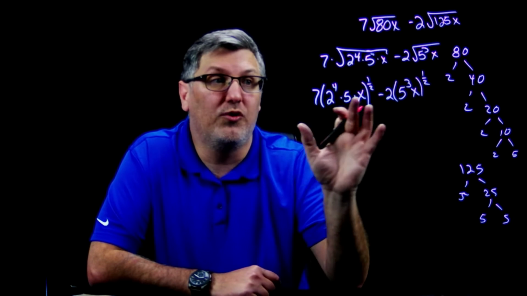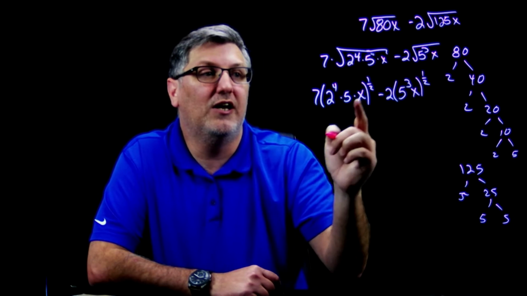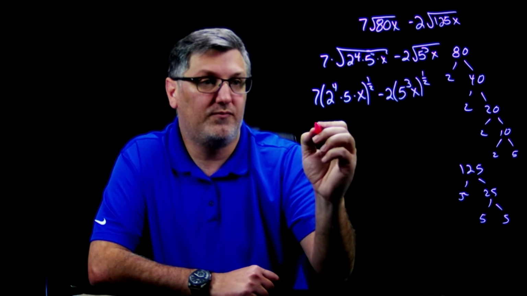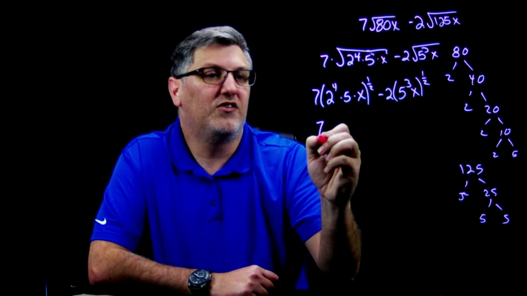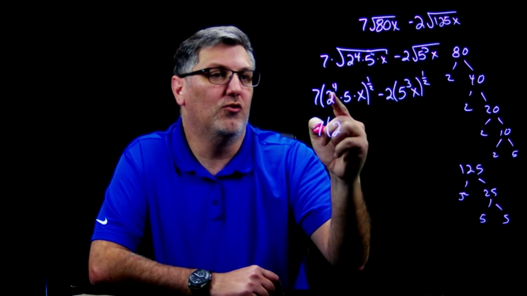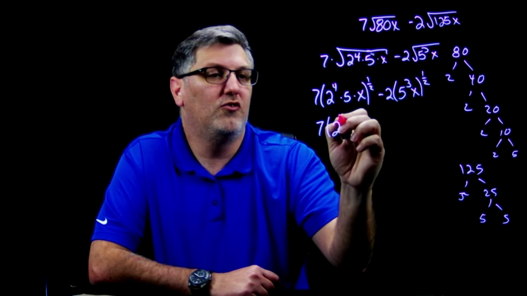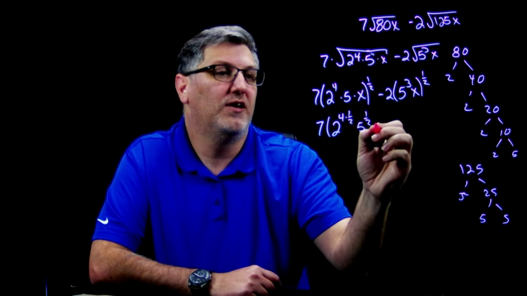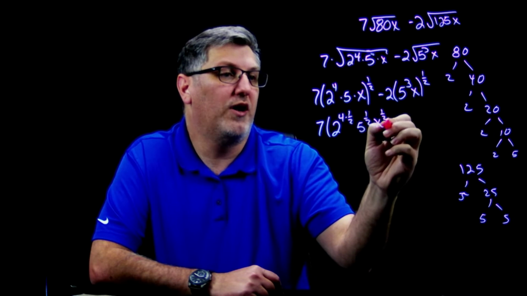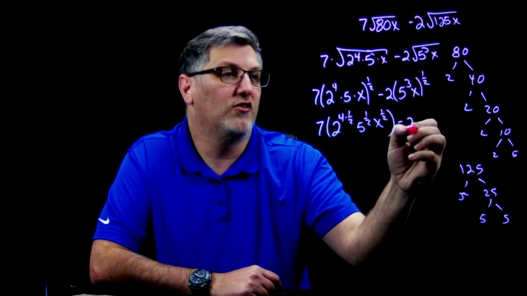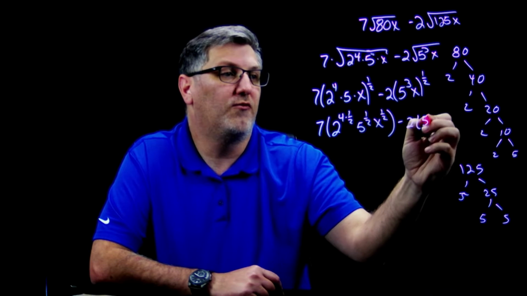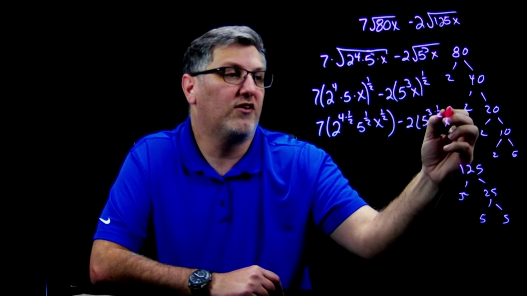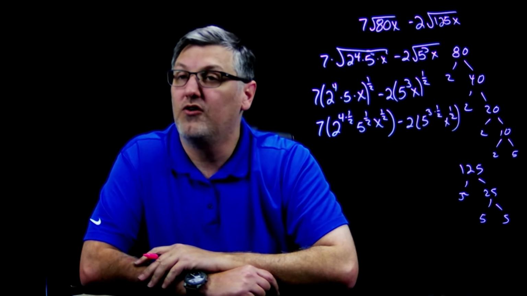Now we have that rule that states that this exponent is going to go to everything here, and I'm going to have a power to a power right there. So I'm going to have 7 times 2 to the 4 times 1/2, 5 to the 1/2, and my x to the 1/2, minus, well, I do the same thing here, 2 times 5 to the 3 times 1/2, and x to the 1/2. Okay, so far so good.